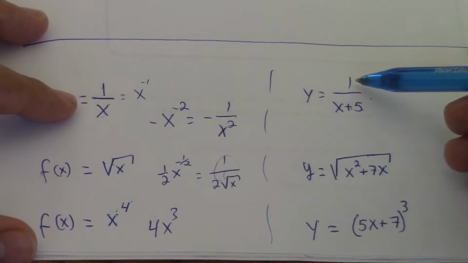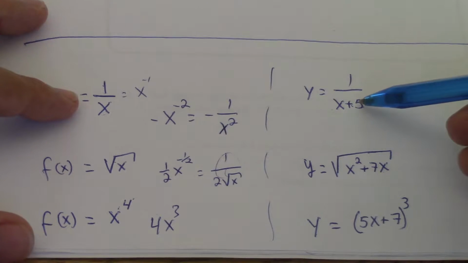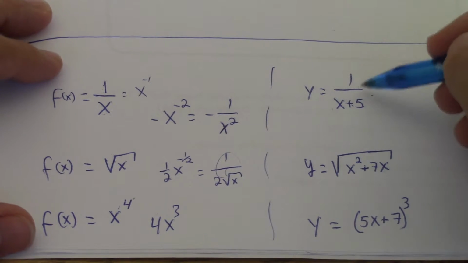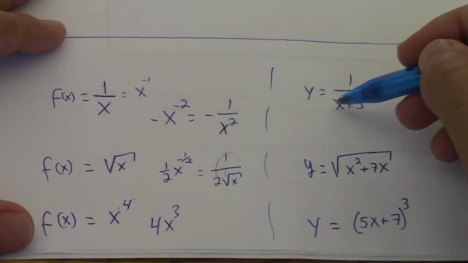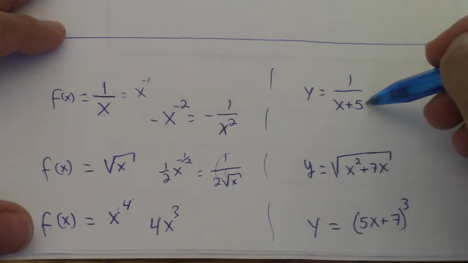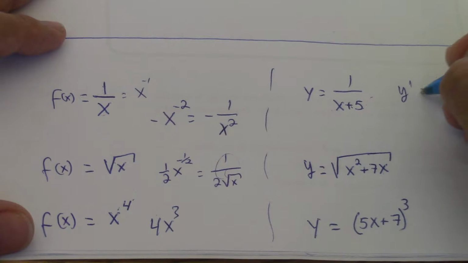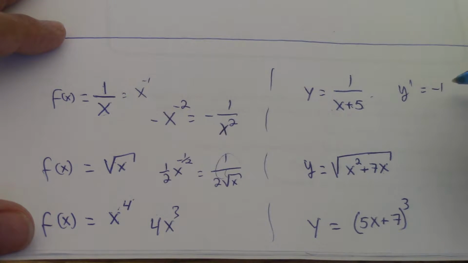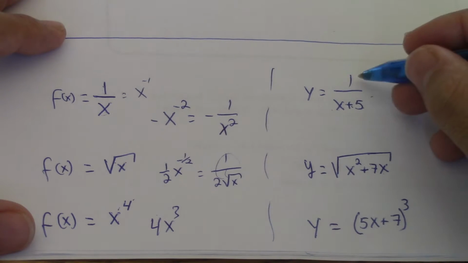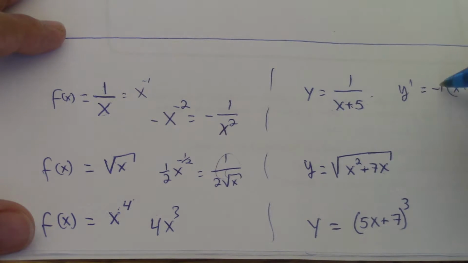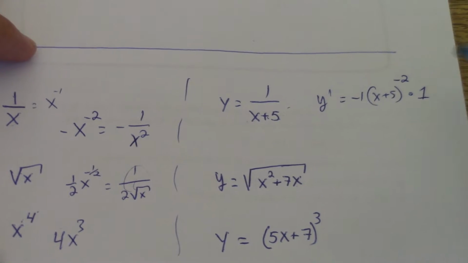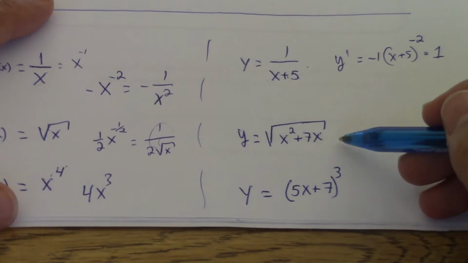So when you have a function and you have another function inside, we use the chain rule. In the first one, it doesn't make any difference because the derivative of the inside is 1. So the derivative y prime would be negative 1 times x plus 5, and here that will go up by negative 1, so it will be negative 2, times 1. So this case does not make any difference. But let's take a look at this one.